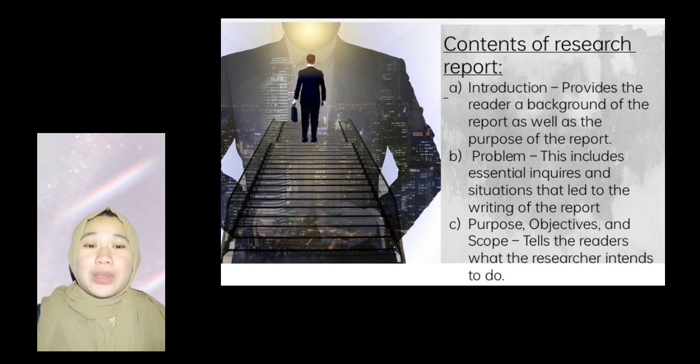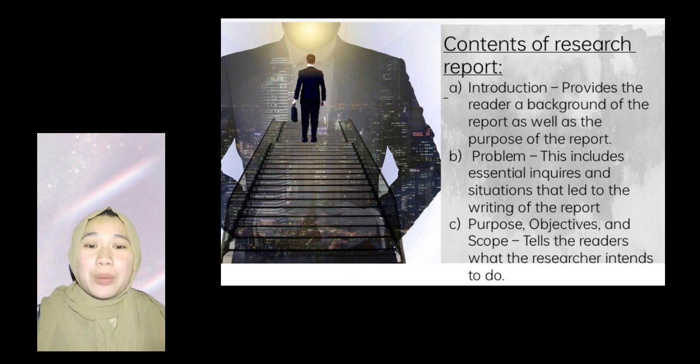Next, we have the purpose, objectives, and scopes. These sections tell the reader what the research intends to do. Also, the aims of the research as well as the limits to be covered are included in this part. These 3 components work together to provide a clear direction and focus for the research.